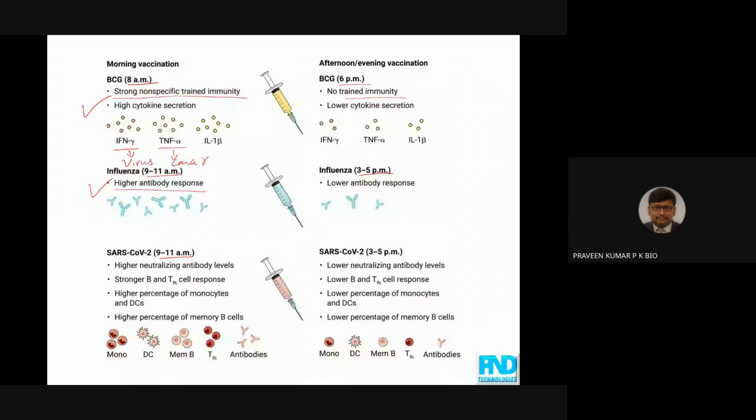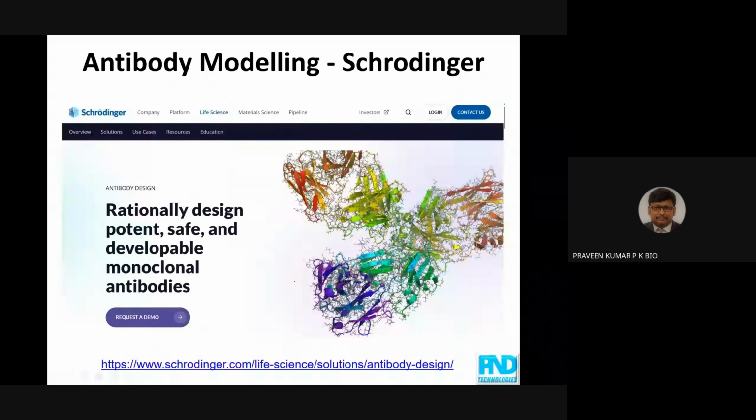But if it is taken in the evening, we find all the antibody, B cell and T cell responses are less. Even the percentage of monocytes formed, including dendritic cells, is less. All the immune cells are producing very little if taken in the evening. I believe the Covishield and Covaxin, whatever you have taken, was in the morning. If you have taken it in the evening, obviously the efficacy is going to reduce.